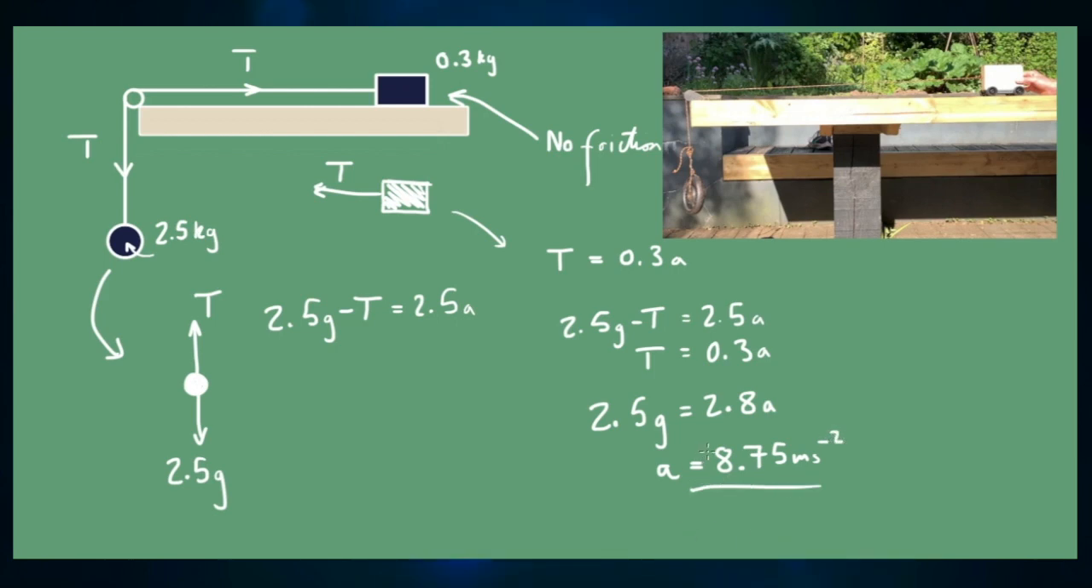Okay, so my acceleration is 8.75. So what's the tension in the cable? Well, let's use this second equation here. T equals 0.3A. So I can do T equals 0.3 multiplied by 8.75. If I work this through, I get 2.625 newtons.